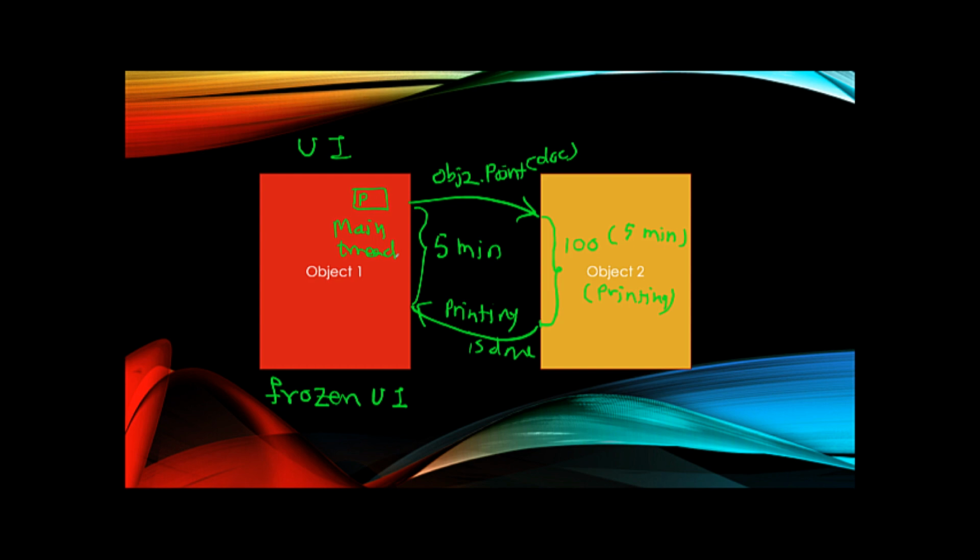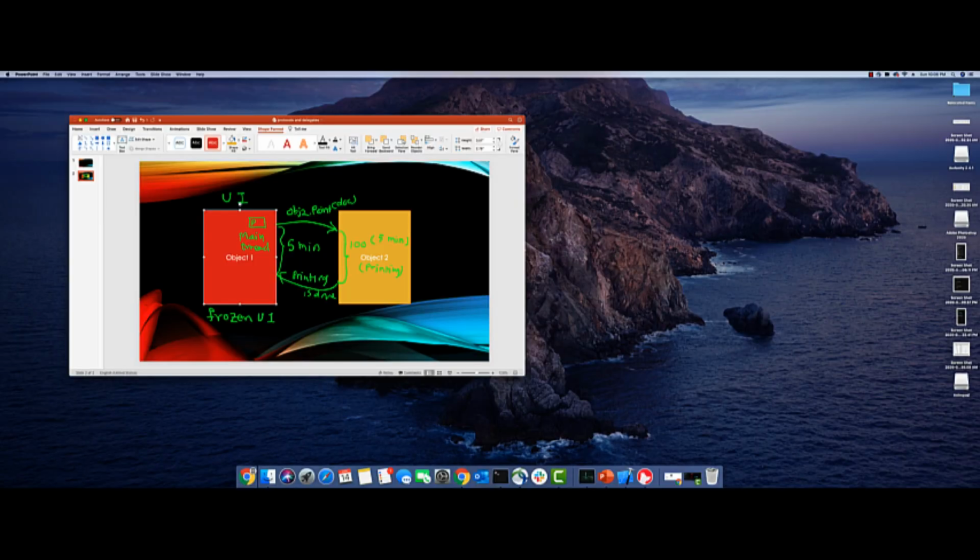So how can we improve this with the use of protocols and delegates? Let's look at that. The goal is to keep the user interface in object 1 responsive while the long running method of object 2 is running in the background. So here's how we do it.